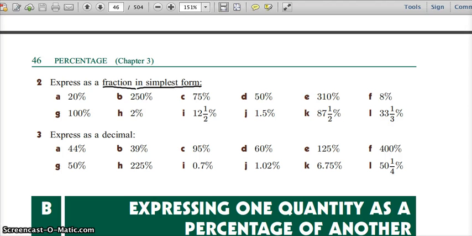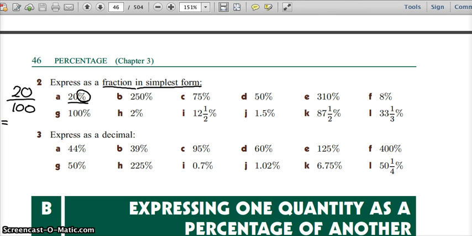What's the first thing I'd do here, Trent? 20%. That's right. The moment I see the percentage sign and they're saying express as a fraction, I'm going to do 20 over 100.